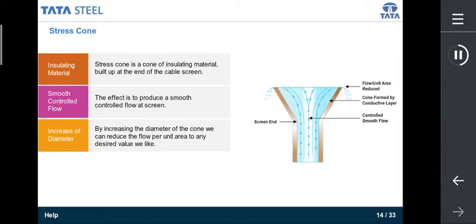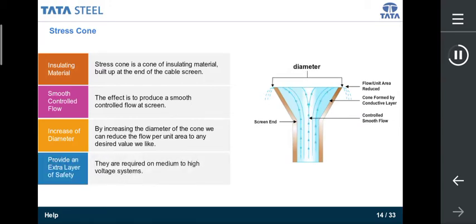By increasing the diameter of the cone, we can reduce the flow per unit area to any desired value we like. Obviously, as the voltage increases, we need to increase the diameter of the cone to achieve a given flow.